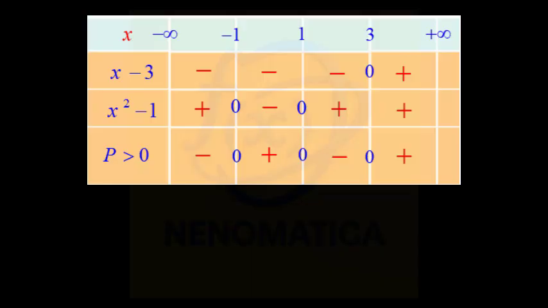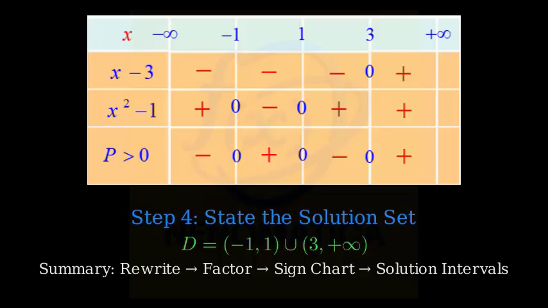Step 4. Since we require strictly greater than 0, we exclude the roots. Therefore, the solution is the union of open intervals, -1 to 1 and 3 to infinity.